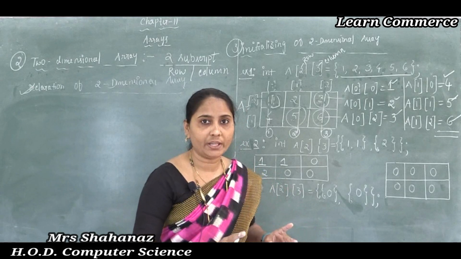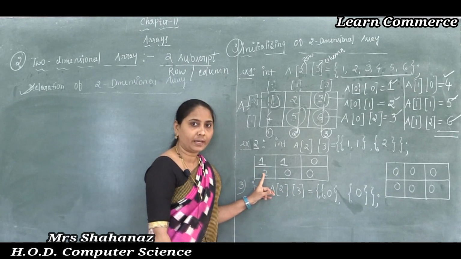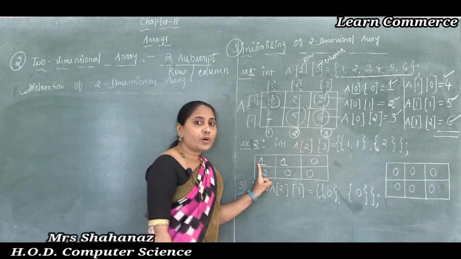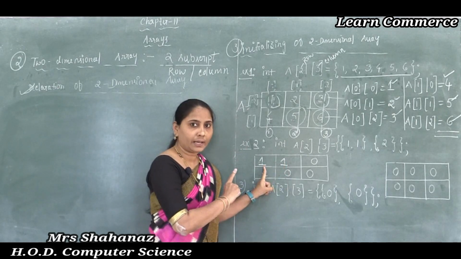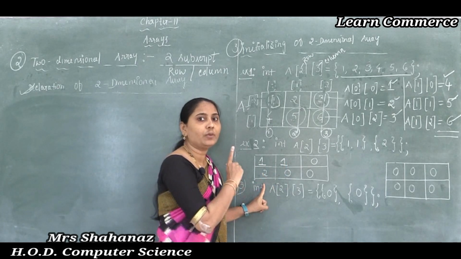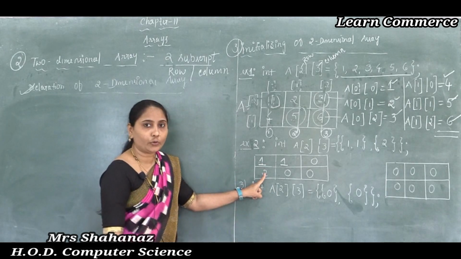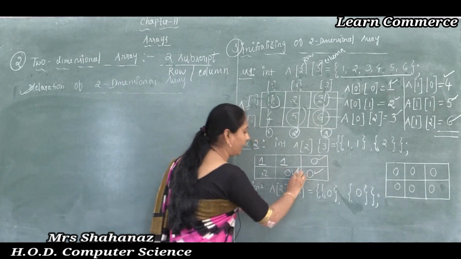So this will initialize the first 2 elements of the first row to 1, correct no? Because 1 1, this will initialize the first 2 elements of the first row to 1 here, correct no here? And later the first element of our second row to 2 here and all other values to 0 only.